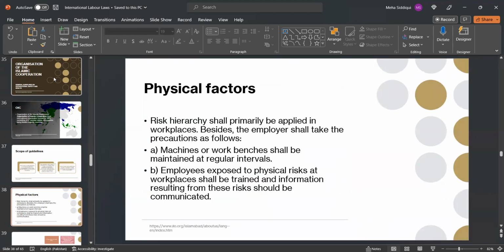Physical factors. Risk hierarchy shall primarily be applied in workplaces. Besides, the employer shall take the precautions as follows. Machines or workbenches shall be maintained at regular intervals. Employees exposed to physical risks at the workplace shall be trained, and information resulting from these risks should be communicated.